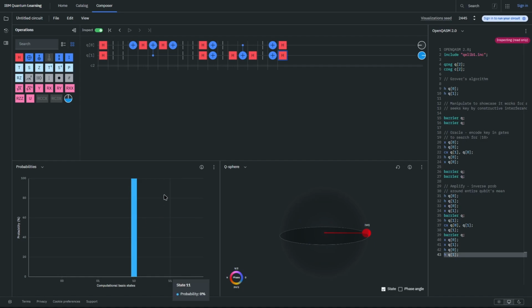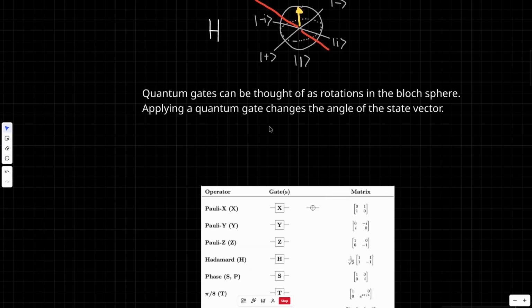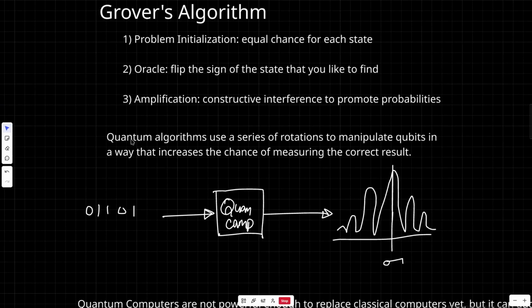That is a surface level understanding of Grover's algorithm. I won't go much deeper without having to complicate the explanation. But essentially, this algorithm reveals how digital quantum computers work. Quantum algorithms inside of quantum computers use a series of rotations to manipulate the qubits in a way that increases the chance of measuring the correct result.